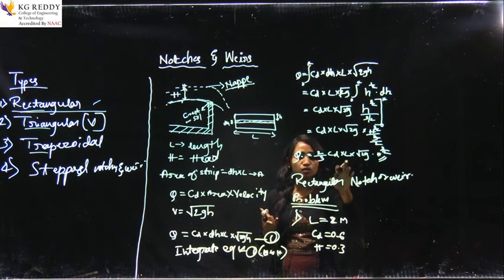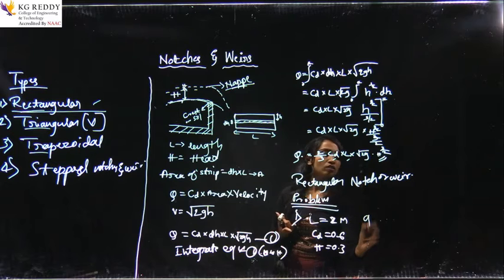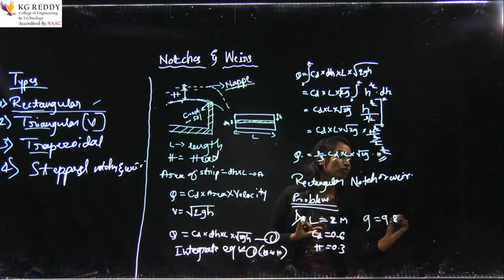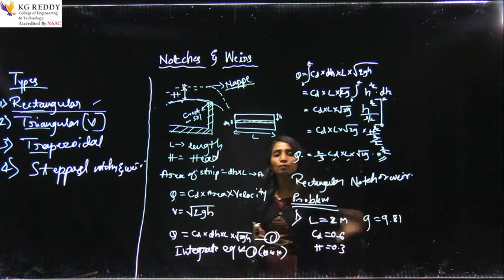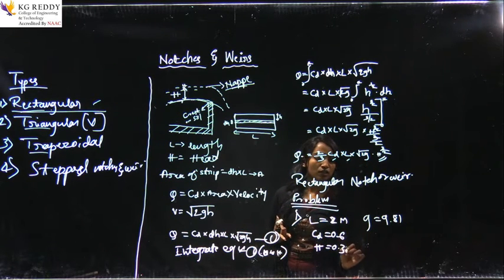They have given L, so you can substitute the L, and CD is given, substitute the CD value, and G used to be now how much? 9.81. This is the universal constant. You need to remember this always. And the head they have given is 0.3 meter.